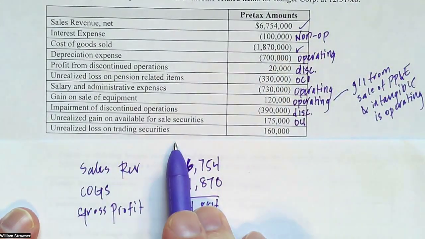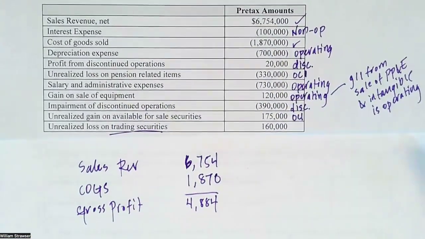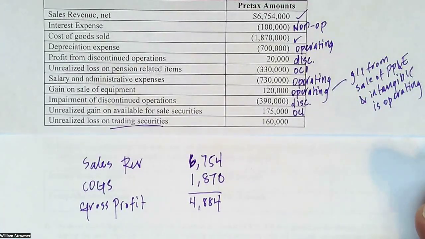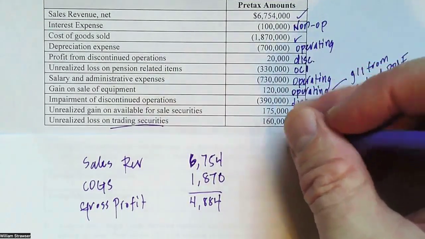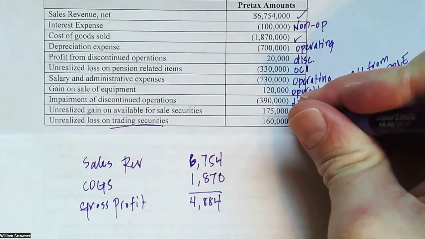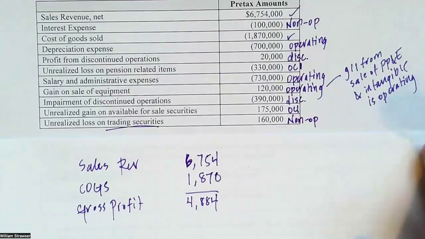Now, the unrealized loss on trading securities, because it's a trading security. Now, this is a distinction. Remember, trading securities are those securities I bought with the explicit intention of selling in the near future, recognizing some money, some profit off of the sale. Since it is intended to be sold in the near future, even though it's unrealized, this is going to still be incorporated as a non-operating item. Okay. It is included in net income, even if it's unrealized.